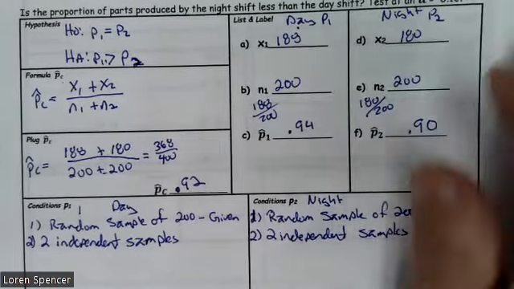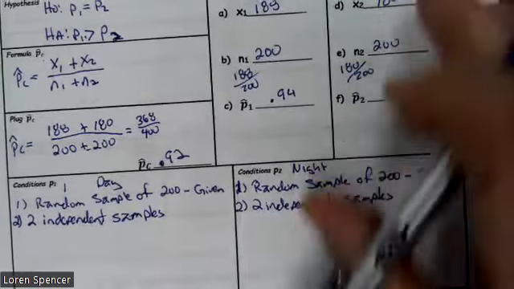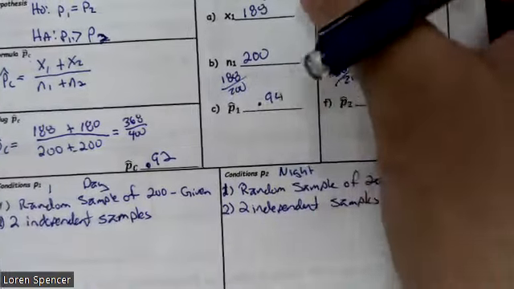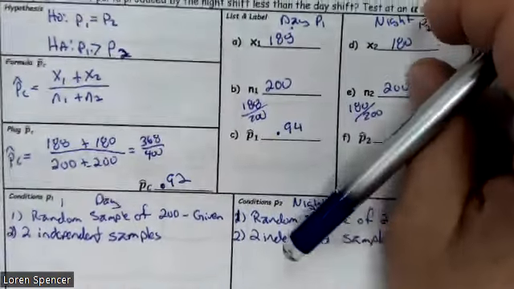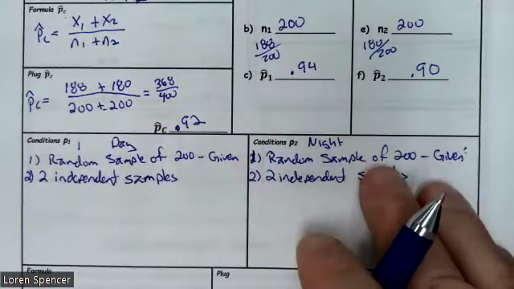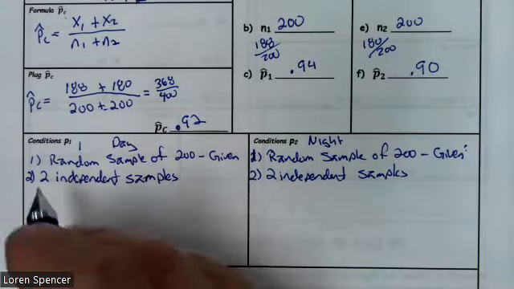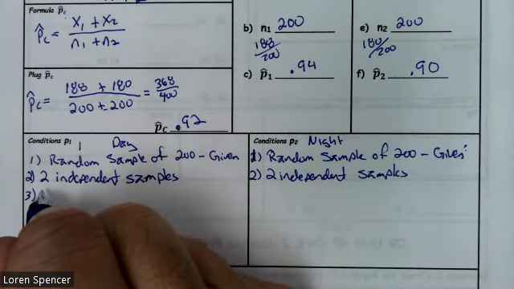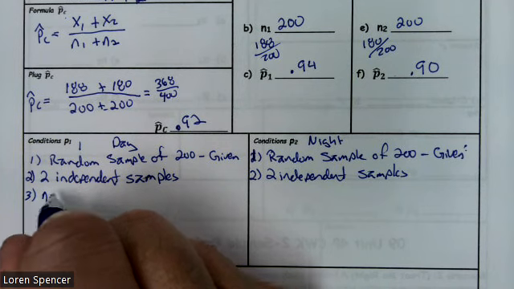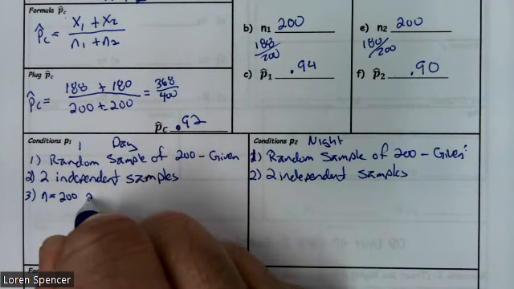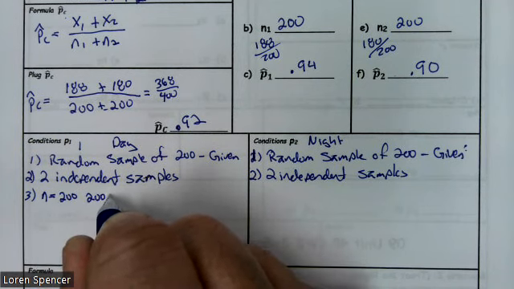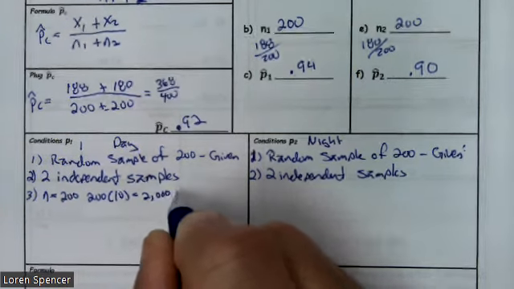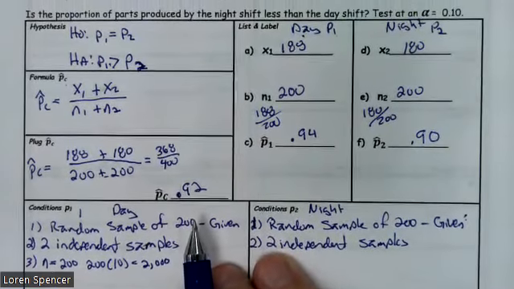Because this is a simple random sample, we have to do the n is less than 10%. So it's not an option. If it's random assignment, we don't have to do it. But for random samples, we do. So we have to check the sampling without replacement. So n equals 200, 200 times 10 equals 2,000. All right.